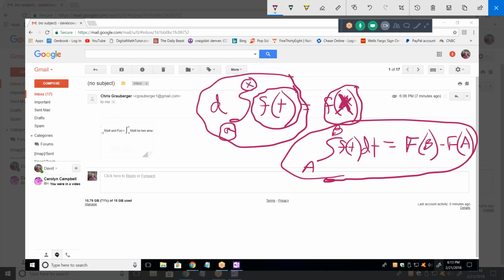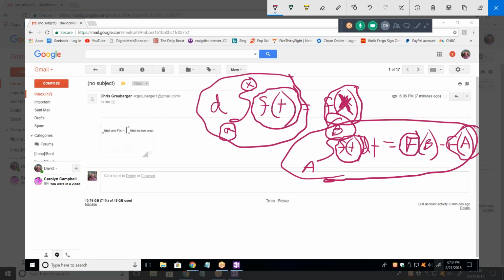And then the way we find the area is we find the antiderivative of the function. That's what capital F means. It's the antiderivative of little f. We evaluate it at the upper limit, and then we evaluate it at the lower limit, subtract the two. That's how you get the area.